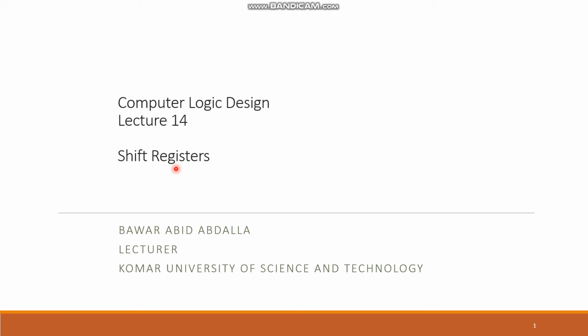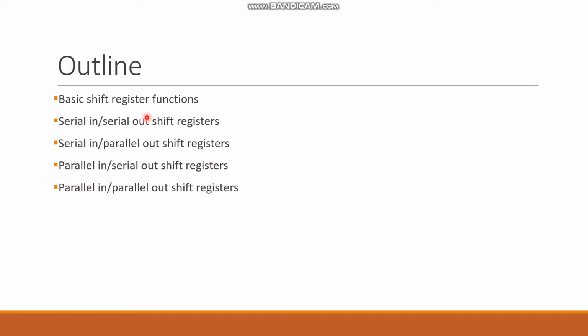Hello everyone, welcome to lecture number 14, in which we are going to talk about shift registers. At the beginning we are going to talk about the basics of shift registers. Then we are going to move to the types of shift registers, as we've got four different types: serial in, serial out; serial in, parallel out; parallel in, serial out; and parallel in, parallel out. So we are going to talk about those four types of shift registers.